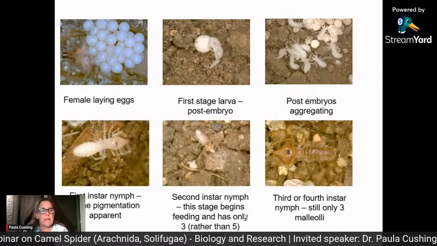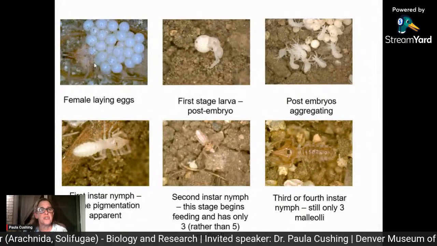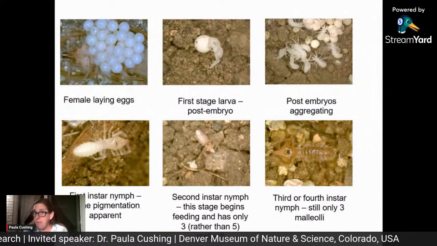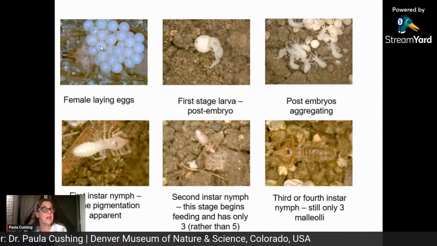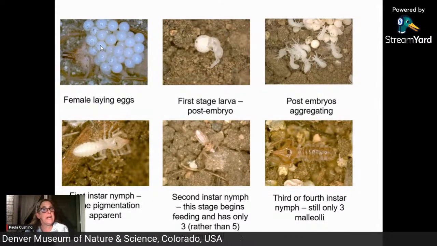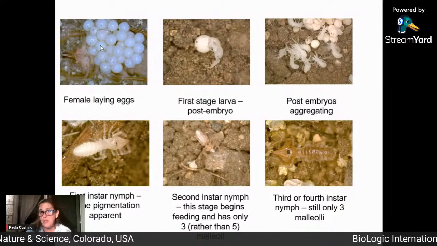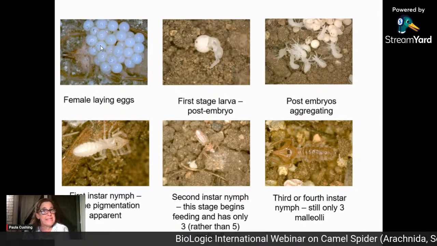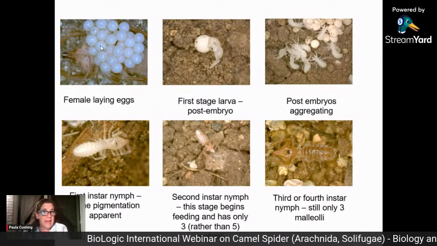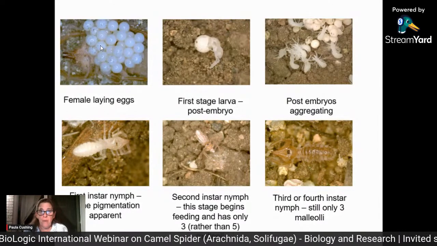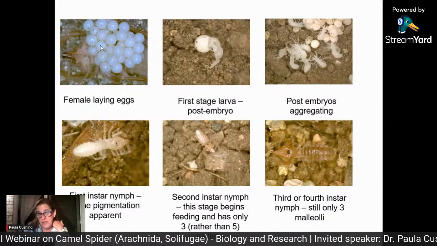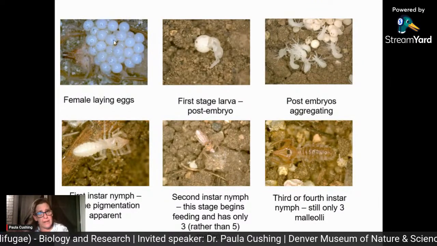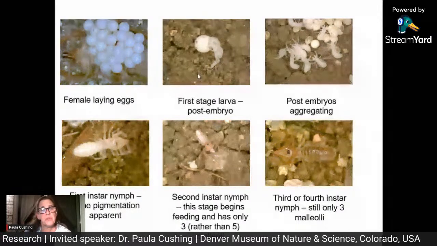On the upper left, you see a female that is in the process of laying her eggs. What happens after she lays her eggs? We hypothesize that she lays her eggs in these underground burrows. We hypothesize that she will stay with and guard those eggs, but she may die. Most females may die after they lay their eggs. We really don't know much about that part of their natural history. But the eggs, once they're laid, take a week or so to hatch.